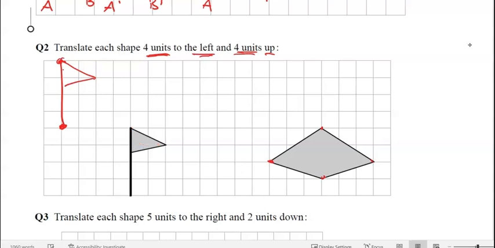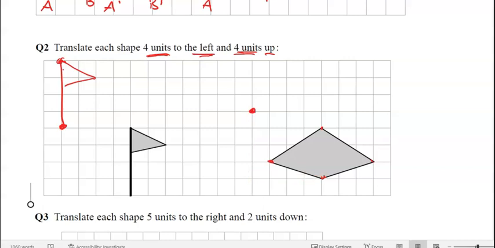But it's important to realize that any one of these points has to show that you have made that movement correctly. So the last one will be this other shape. I'm going 4 to the left. 1, 2, 3, 4, and 4 up. 1, 2, 3, 4. There's the new bottom point.